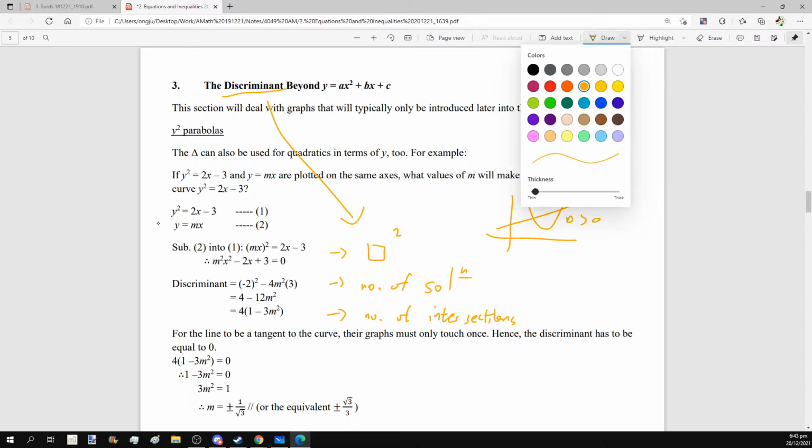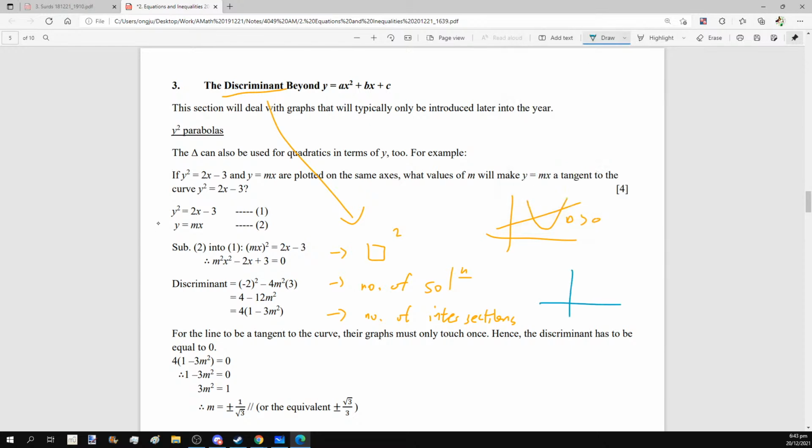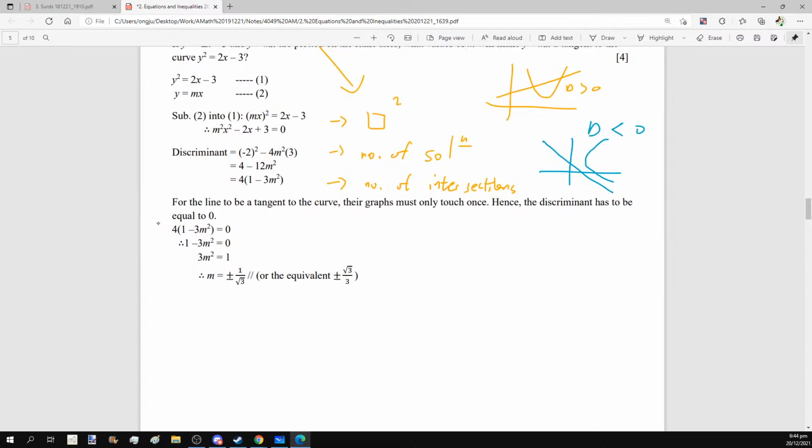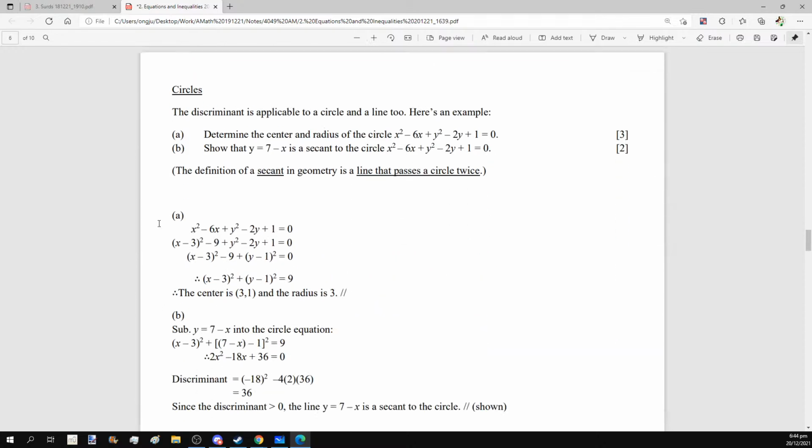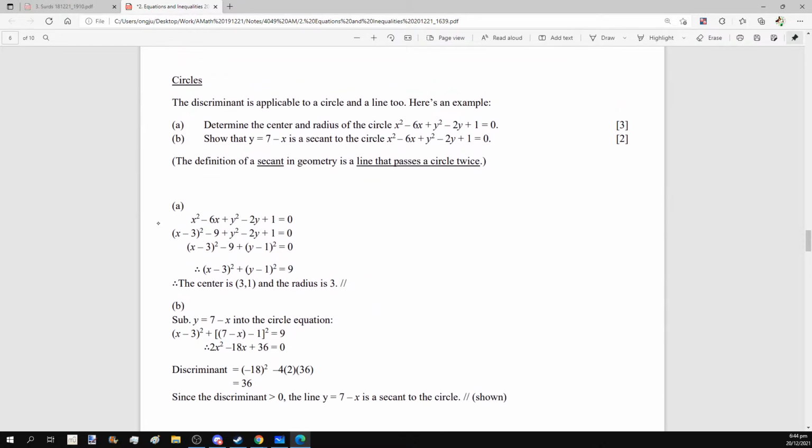If instead you have a situation, for example, like that, where the line and the curve don't touch each other, then that means that there are no intersections, therefore no solutions to the simultaneous. Therefore, the discriminant will be lesser than 0, to show that there is no solution. Right? So this works regardless of whether you're dealing with a quadratic in y square, or if you are dealing with a circle. Right? Now let's move on.